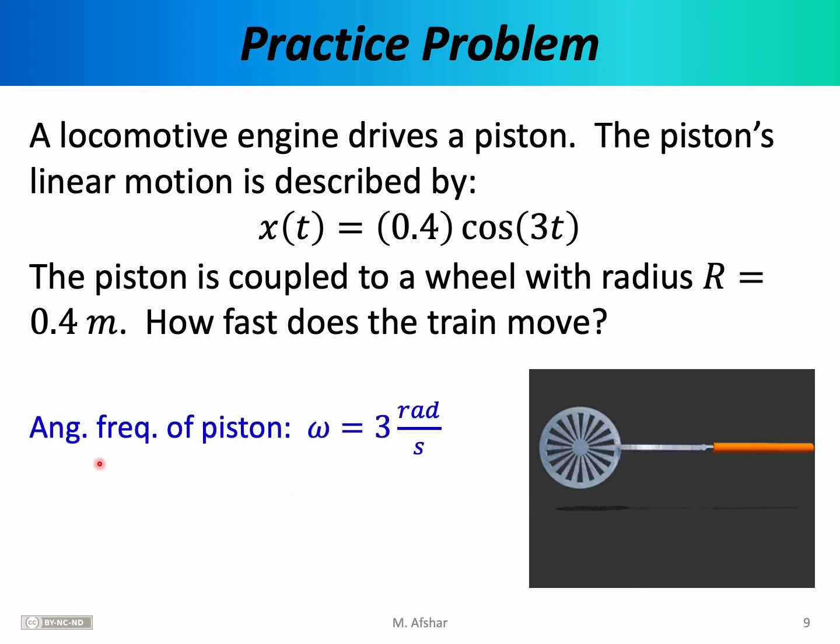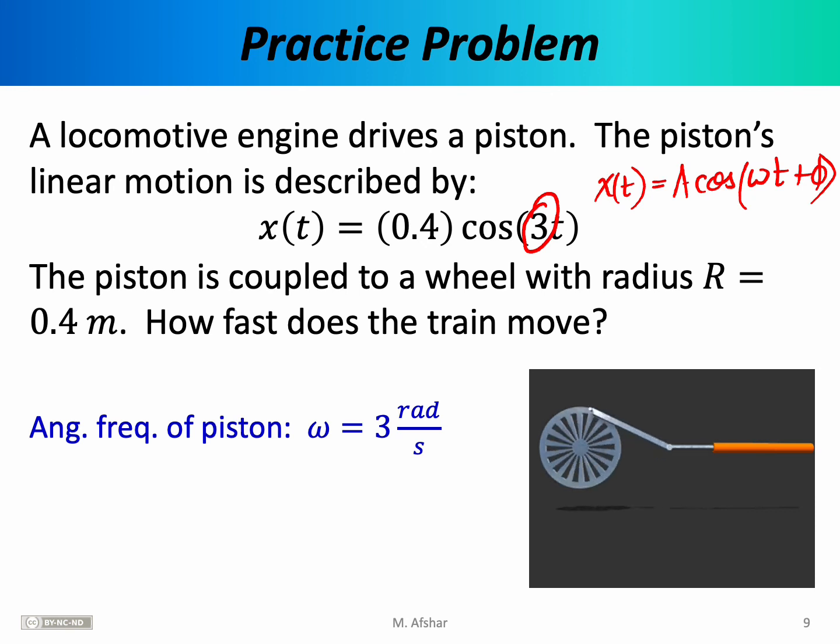Now notice that I'm essentially telling you that the angular frequency of the piston is 3, or 3 radians per second. That fact is simply observed by looking at this number here. The number that multiplies time is omega. Remember that in general we describe simple harmonic motion using this function here, A cos(ωt + φ). So by comparing this function here to the function that's given to you, you can quickly determine that omega must be 3.